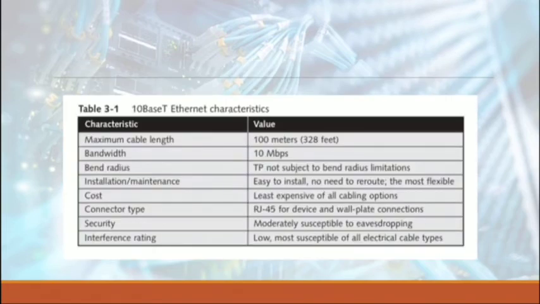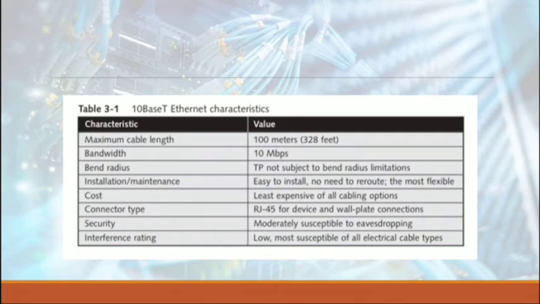In this table, it shows the 10BaseT Ethernet characteristics. On the left side are the characteristics, and on the right side is the value. The maximum cable length is 100 meters or 328 feet. The bandwidth is 10 Mbps. The bend radius: twisted pair is not subject to bend radius limitations.